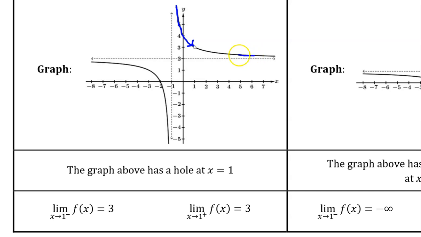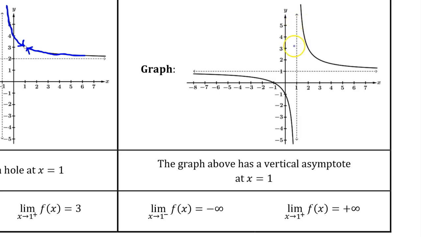As we approach an x value of 1 from the left, notice that again we are approaching a y value of 3. So we would say the limit as x approaches 1 from the right of f of x is 3.